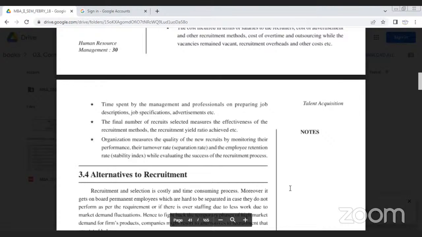Also counted is the time spent by management and professionals on preparing job descriptions, specifications, advertisements, etc. The final number of recruits selected measures the effectiveness of the recruitment methods and the requirements at issue. Organizations also measure the quality of new recruits by monitoring their performance, their turnover rate, the separation rate, as well as the employee retention rate while evaluating the success of the recruitment process.